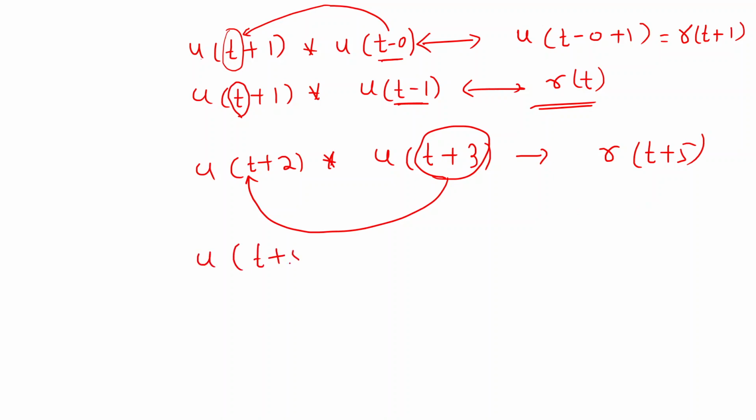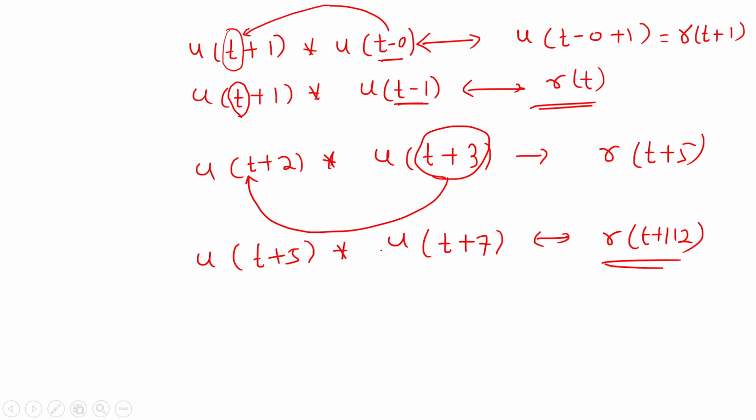Let's say u of t plus 5 convolution of u of t plus 7, then your answer should be r of t plus 12, like that. You got my point, sir? I actually didn't, sir. First line, how did you get it, sir? Actually, this is a convolution property, sir.